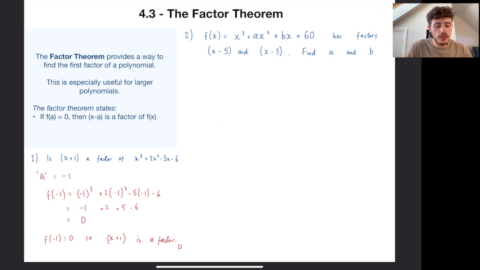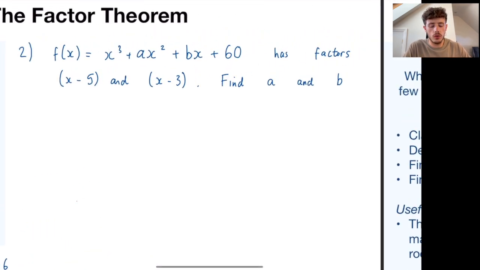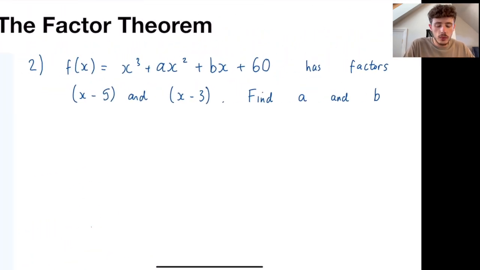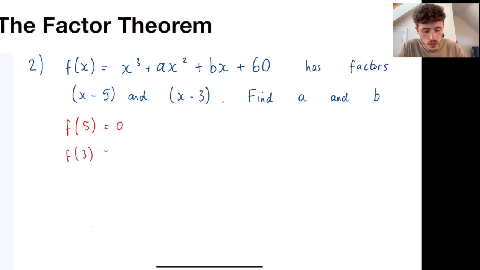Let's use this on something slightly harder in question 2. F of x equals x cubed plus ax squared plus bx plus 60 has factors x minus 5 and x minus 3. So in this case, we know that x minus 5 and x minus 3 are already factors. So the factor theorem is already true for this. So we can say that f of 5 and f of 3 both equal 0 already.